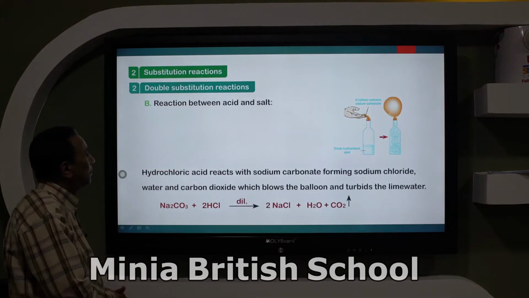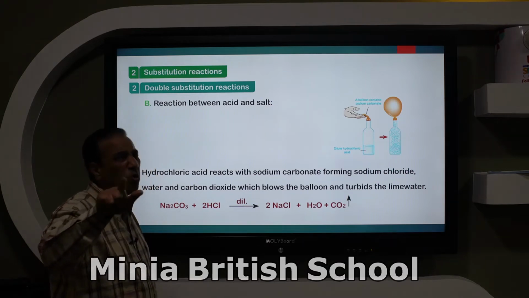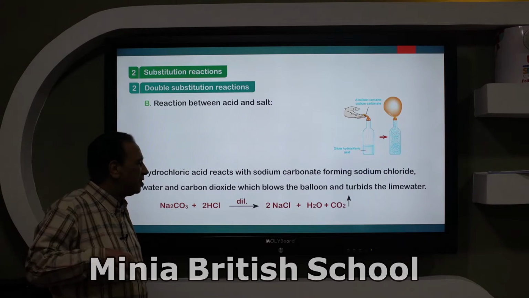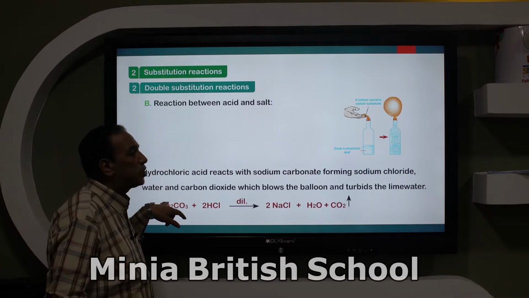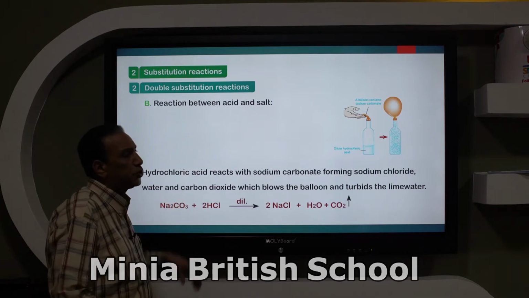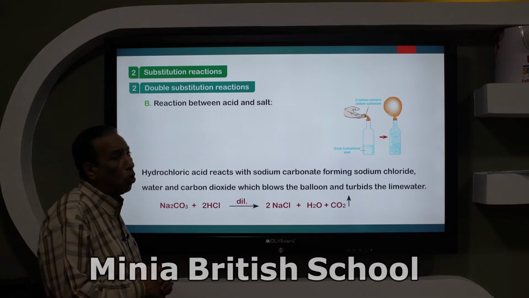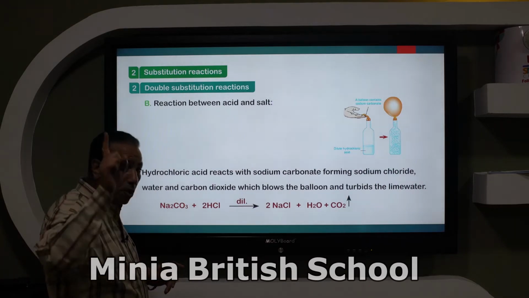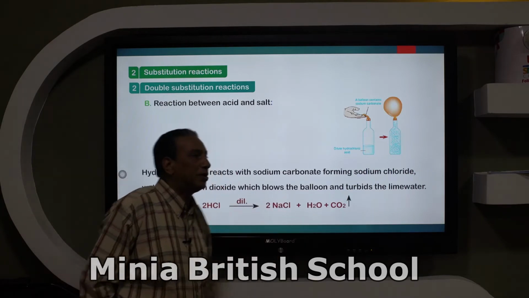Another reaction is between acid and salt, but only one salt you have, the salt of carbonate. Here is the reaction between the acid, HCl, hydrochloric acid, and the salt, which is the carbonate, Na2CO3, forming also salt and water. But because the salt here is carbonate, it will evolve carbon dioxide gas.